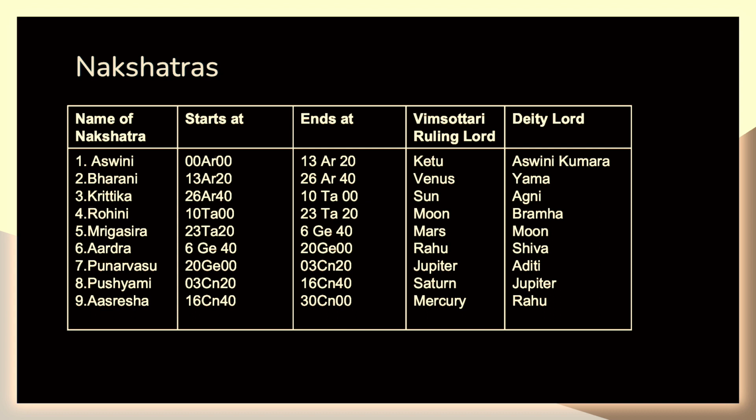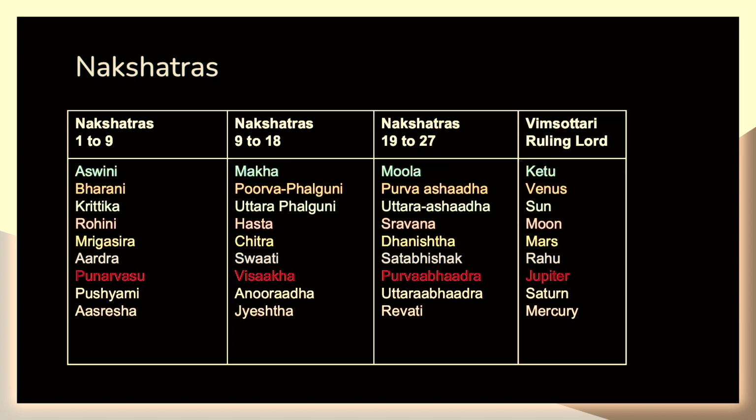I have put 9 nakshatras in each table on each slide. So in the first set of nakshatras, you will see a column with the name of each nakshatra and where it starts in the zodiac and where it ends. And then Vimshottari ruling lord of that nakshatra, and deity lord of that nakshatra. For the first 9 nakshatras, you will see 9 planets that are ruling those nakshatras, and then those 9 planets repeat themselves for each further set of 9 nakshatras. However, the deity lords would be different for each nakshatra.